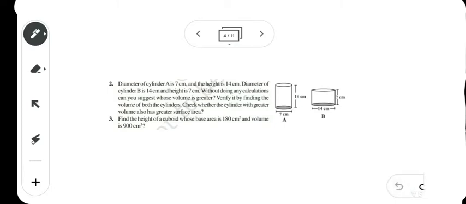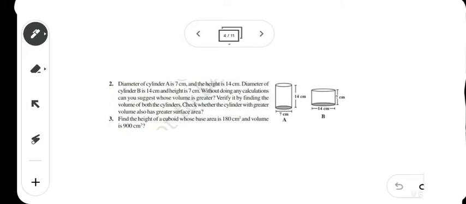Now first of all they are asking, without doing any calculations, can you suggest whose volume is greater? Is it possible to tell without doing calculation whose volume is greater? So it's not possible. We cannot tell exactly. We can just guess it. So we'll verify it by finding the volume of both the cylinders, and then we'll tell whose volume is greater.